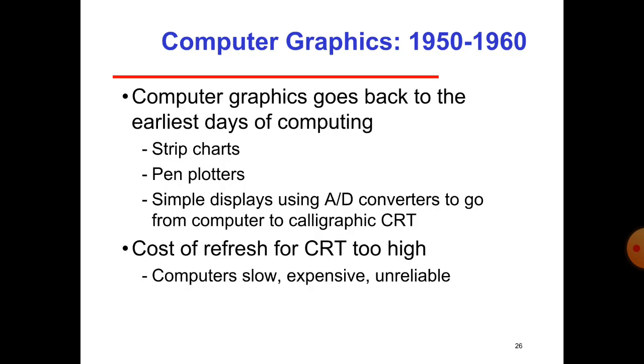Computer graphics, 1950-1960. Computer graphics goes back to the earliest days of computing. Strip charts, pen plotters, simple displays using AD converters to go from computer to calligraphic CRT. Cost of refresh for CRT too high. Computers slow, expensive, unreliable.